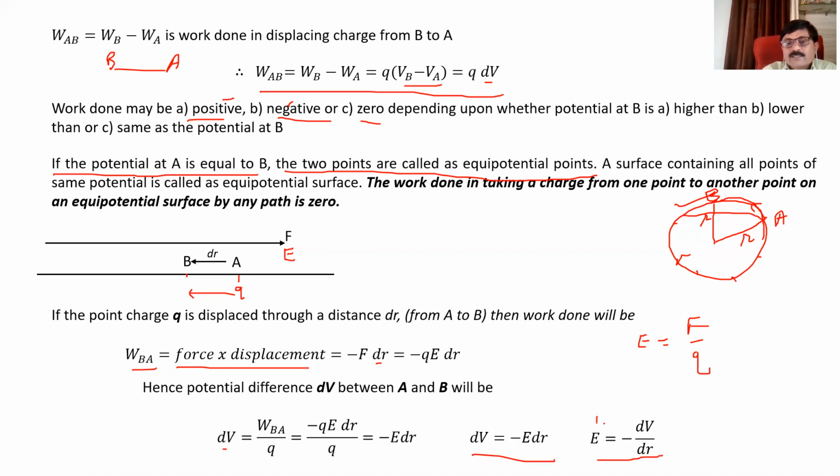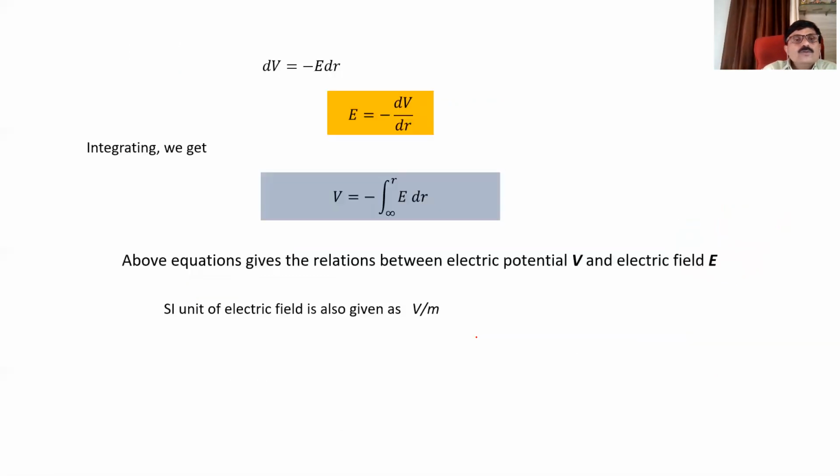So the electric field is nothing but negative potential gradient, or negative rate of change of potential with respect to distance. This is the relation between the electric field and potential. This is a very important relation and one can understand it very easily. Now, we have said that dV is equal to minus E dr, or E is equal to minus dV by dr.